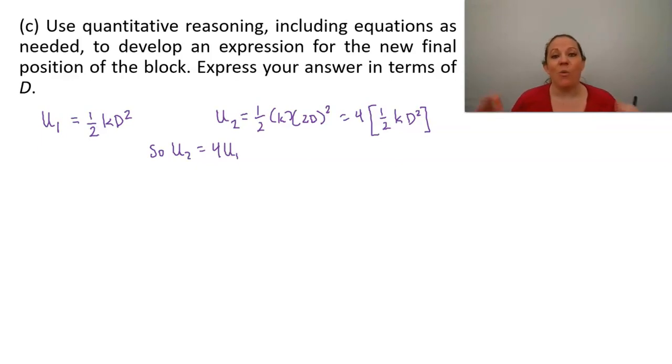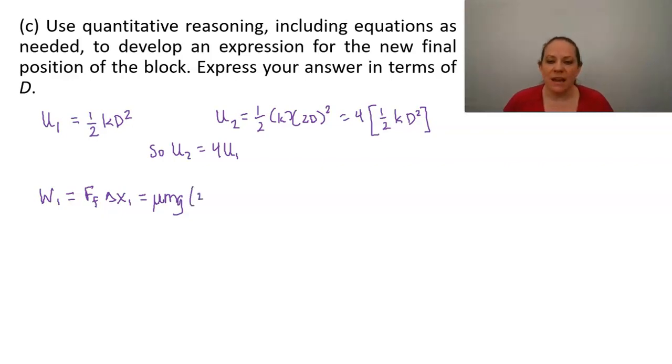Okay, now we need to talk about what happens after the spring has transferred its energy to the block. So we mentioned earlier that work would be done by friction. So we'll talk about work in the first situation equals the frictional force times the displacement for the first scenario. And of course, our force of friction is going to be mu times the normal force, which is just mg, because there are no other vertical forces. And that initial displacement for the first situation was 3d.